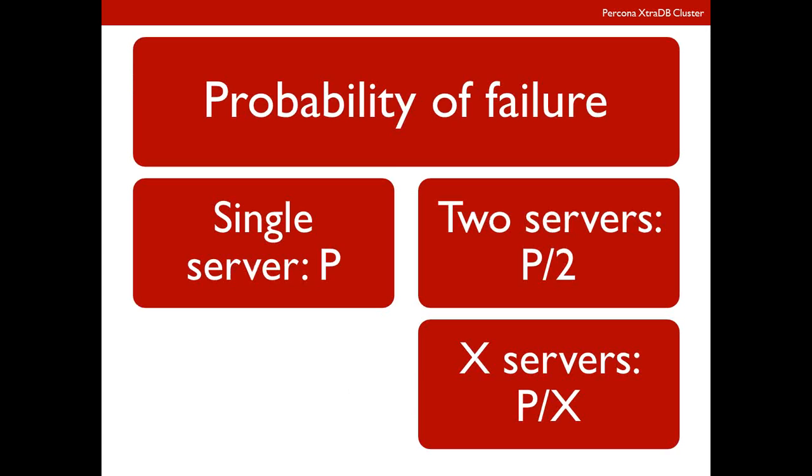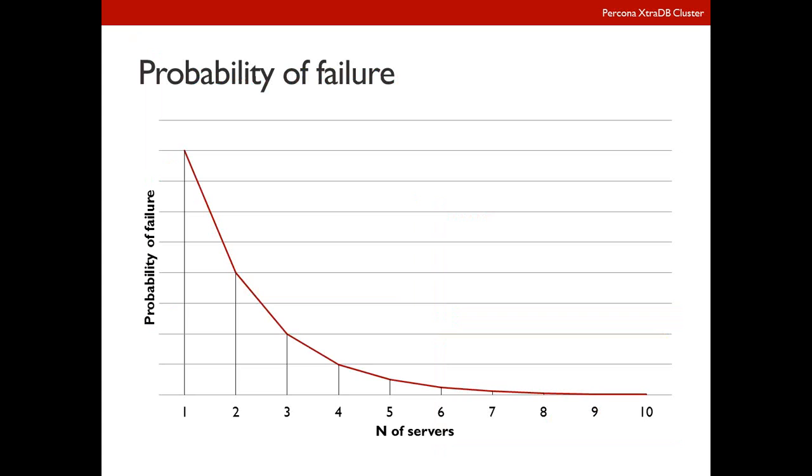Having multiple servers for redundancy, we can manage the probability of failure. If a single system has a probability P, then two servers have probability P divided by 2, and for X servers it is P divided by X. Or graphically, we can see this is an inversely proportional function. The more servers we have, the lower the probability of failure.